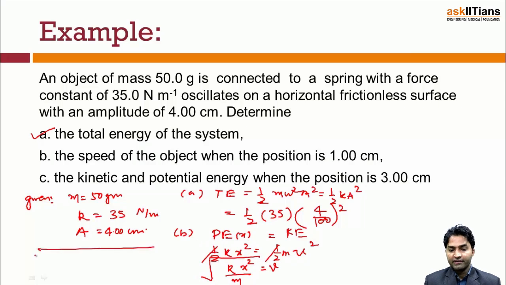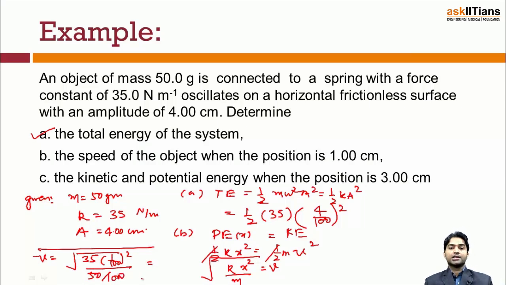So substituting the values, v is equal to the square root of k, which is 35, times x, given as 1 centimeter, so 1 by 100 whole square, divided by the mass, given as 50 grams, so 50 divided by 1000. Solving this mathematical equation, we will get the value of velocity v.